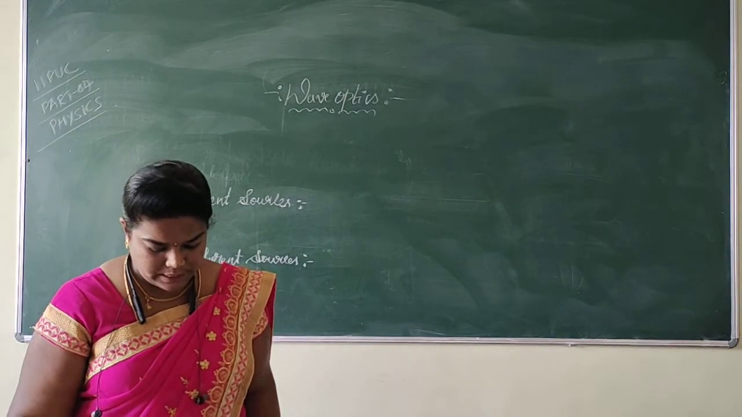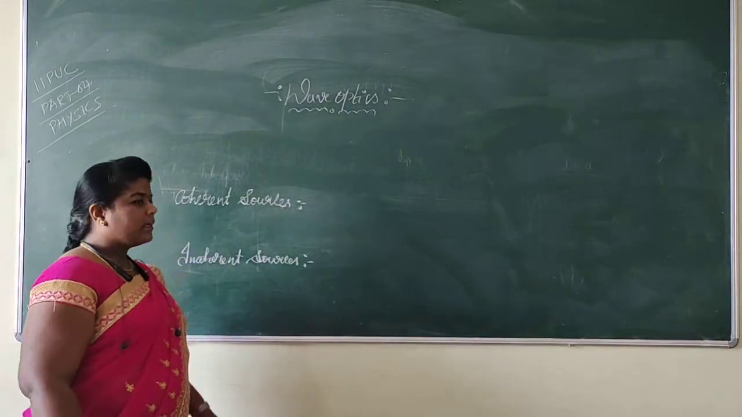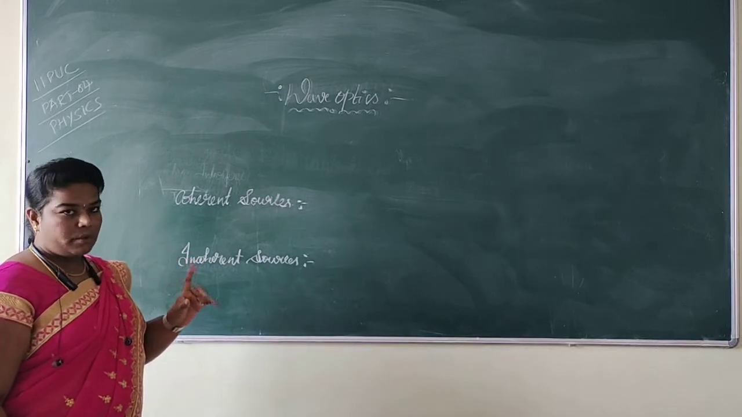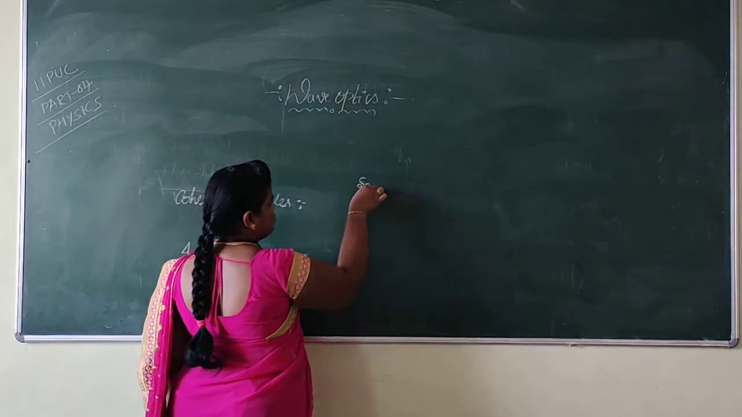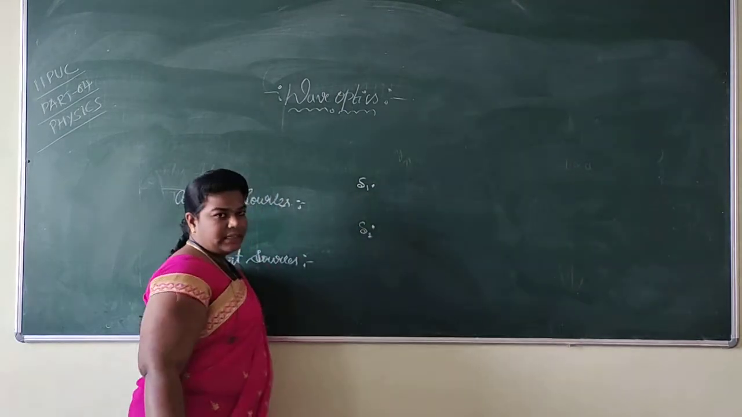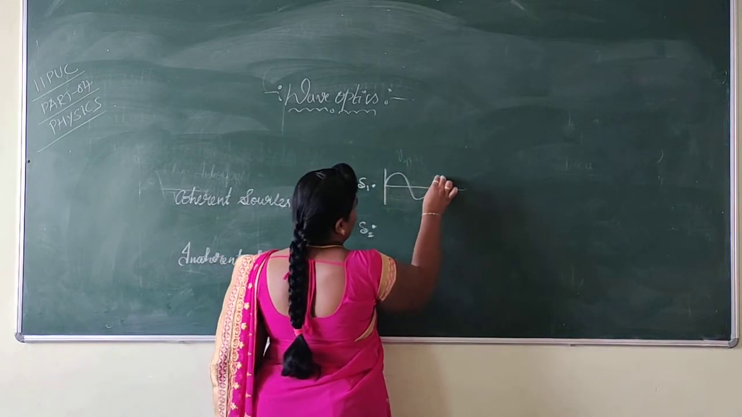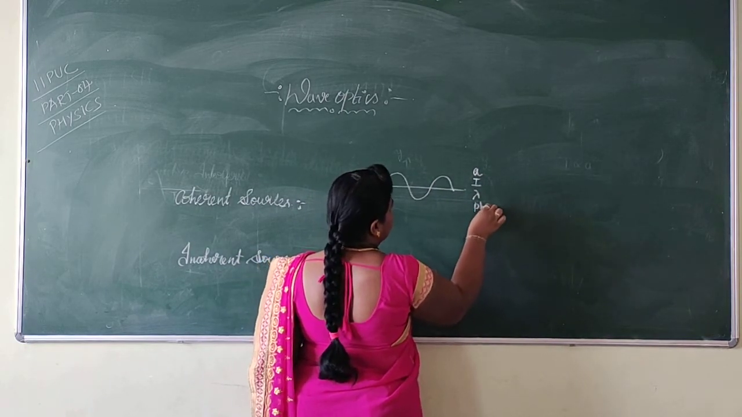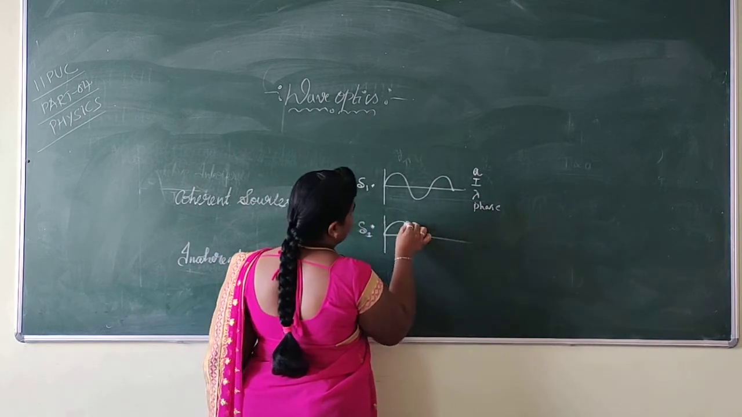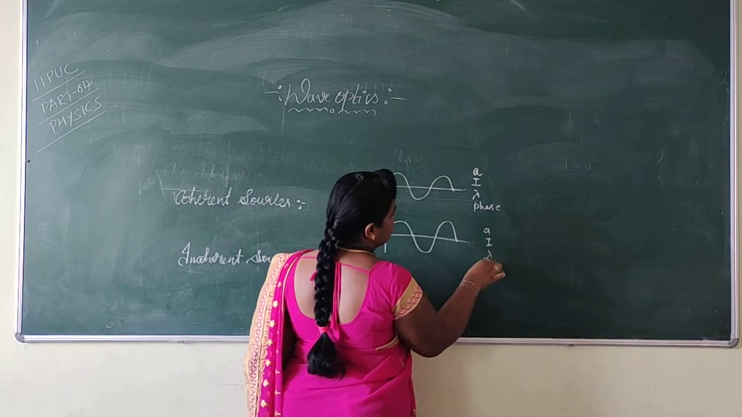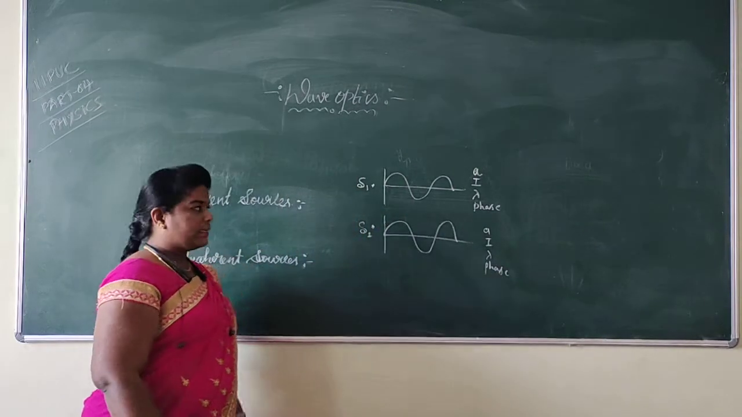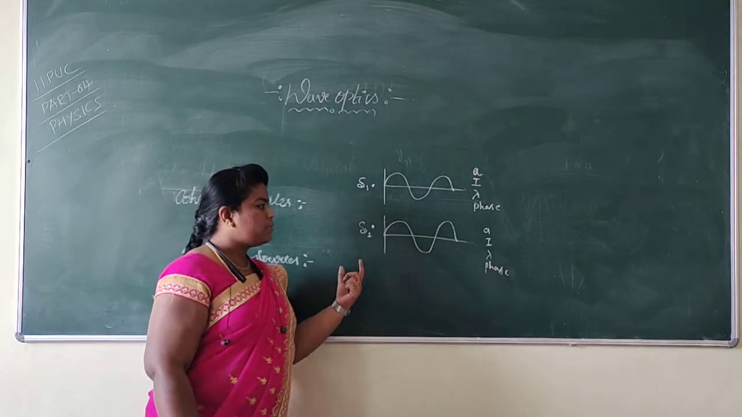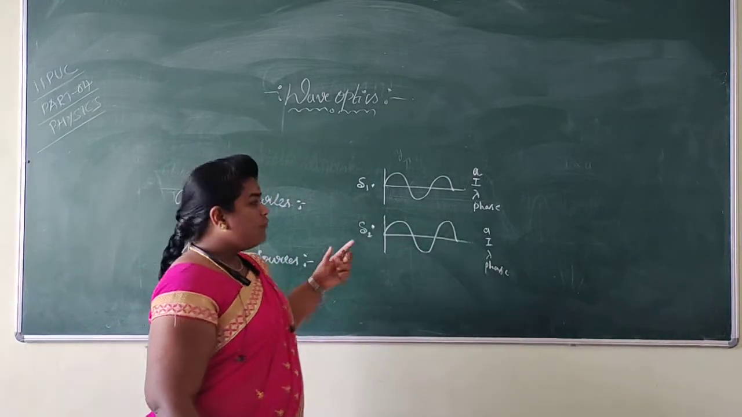Then, my dear students, what is said to be coherent sources? Observe that if I have one source, it has its own phase, its own energy, its own wavelength. Suppose I consider the source S1 and the source S2. Assume that S1 produces a wave with amplitude A, intensity I, wavelength lambda and a phase. Similarly, the source S2 also has its own amplitude, intensity, wavelength and phase. But here, we are considering the two sources.